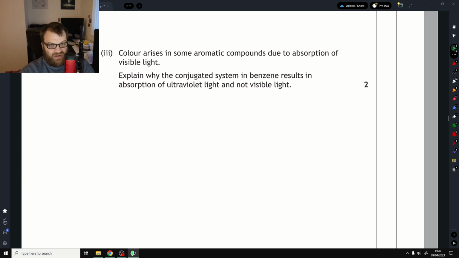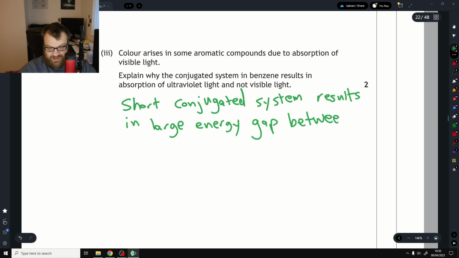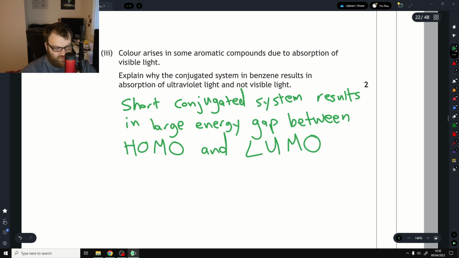That next one, we're asked about how conjugated systems affect the wavelength of light that's been absorbed. We have, in this case, a very small, short conjugated system. So the short conjugated system results in a large energy gap between the highest occupied molecular orbital and the lowest unoccupied molecular orbital, so HOMO and LUMO. And that corresponds to UV light, not visible light.